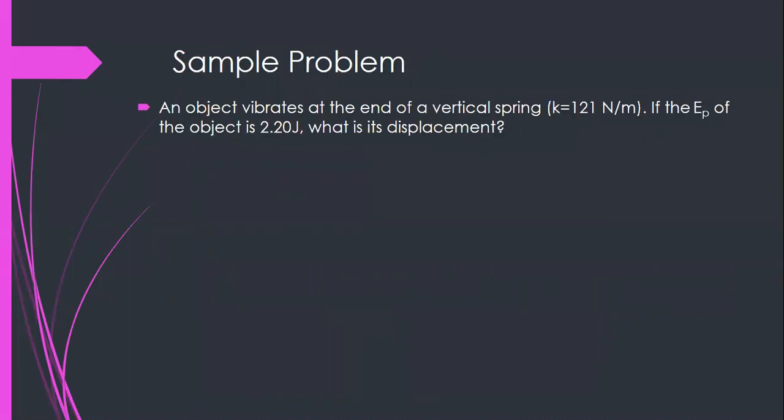Let's consider some examples. Here we have the first example. An object vibrates at the end of a vertical spring with a spring constant of 121 Newton per meter. If the potential energy of the object is 2.20 joules, what is its displacement? Okay, so let's solve this question.